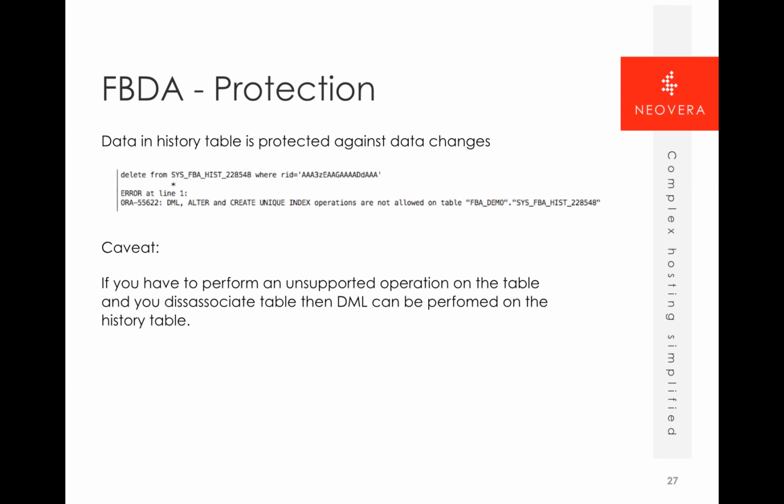The caveat, if you have to perform some sort of unsupported operation on a table, remember we talked about this, like you want to do a split partition or something, you need to disassociate the table and then reassociate it later. Well, as soon as you disassociate that table, this protection is gone. It's lost, or not enforced, I should say. So you can actually say delete from that history table while it's disassociated, and it will delete every single record. And then that's it, it's gone. And there's no history of the history.